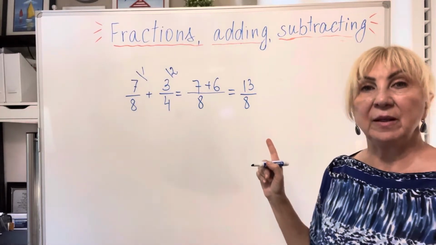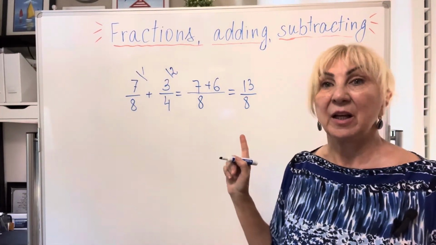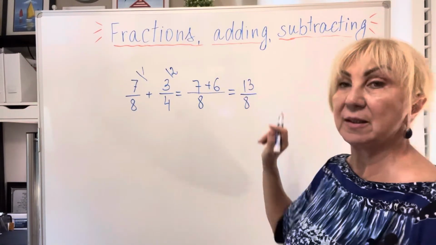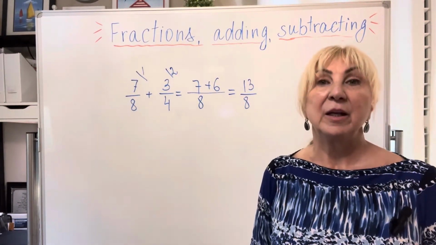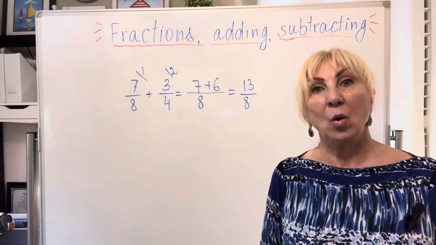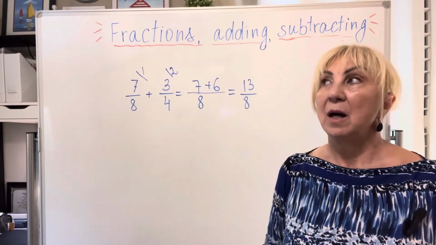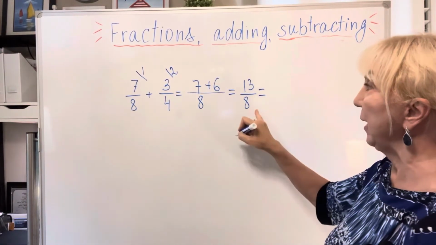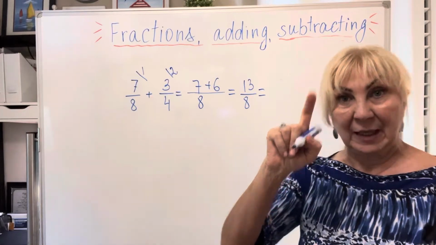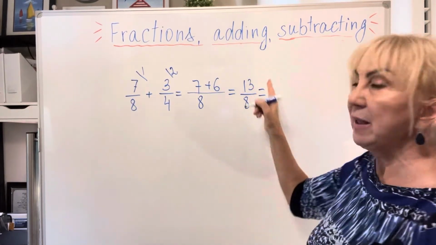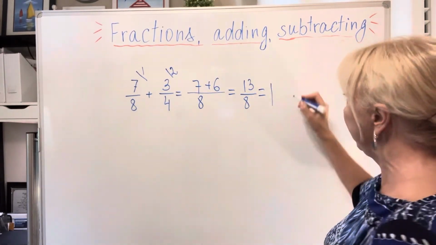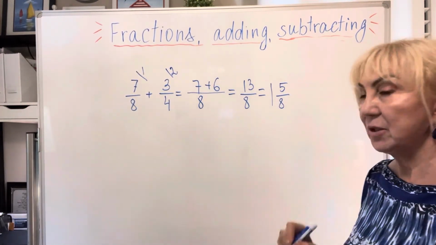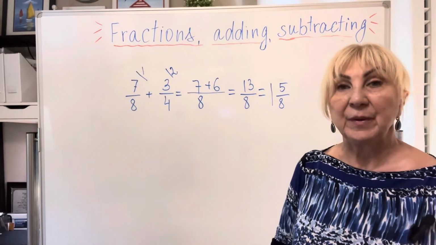Well, in this case, the result is called an improper fraction. As you remember, if the numerator is greater than the denominator, it's called an improper fraction. We can always convert it to a mixed number. As a mixed number, 8 goes into 13 one time. The remainder is 5, and the denominator stays 8, so that is your final answer as a mixed number.